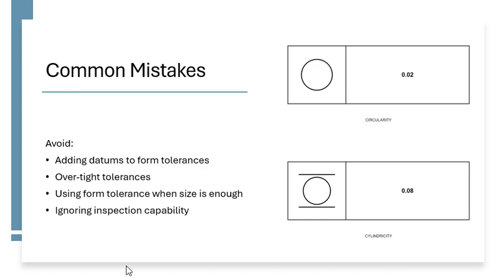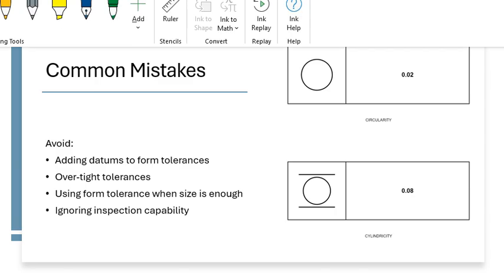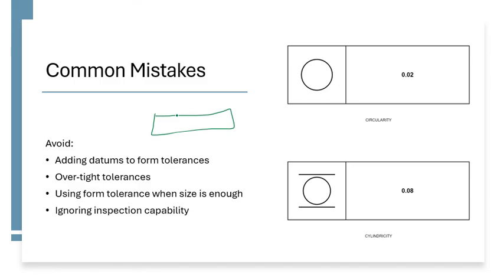Okay, common mistakes, make sure you avoid these. Adding the datum to the form tolerance. So if you add the datum, let me see my pen here. So here is your tolerance control frame like this, right? So we're dealing with the circularity, and then in this example you have like a 0.02.